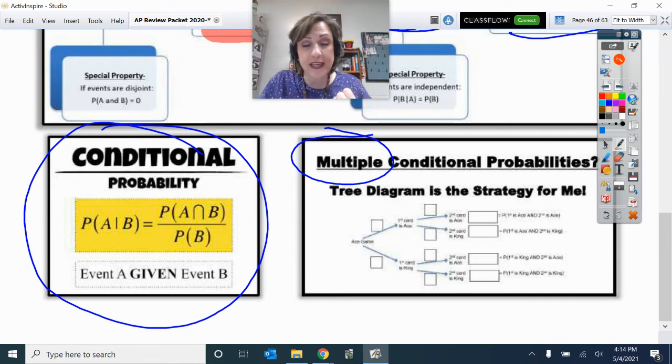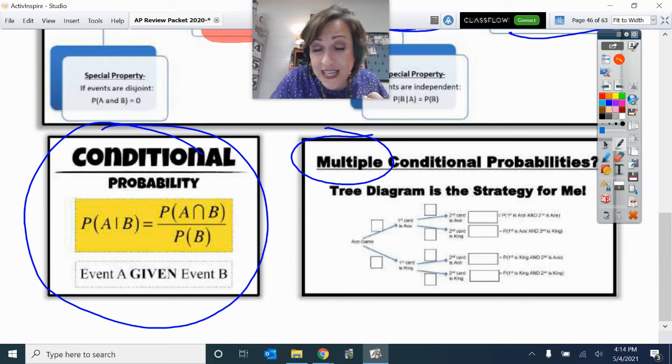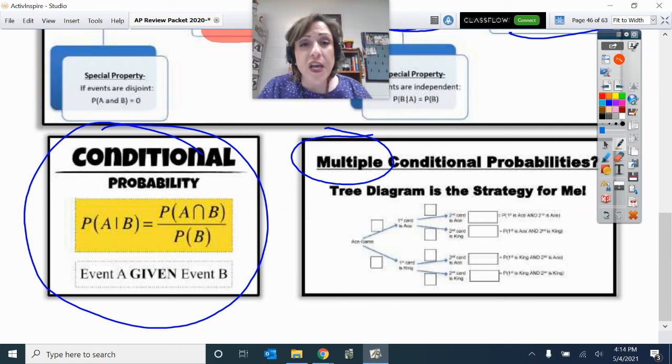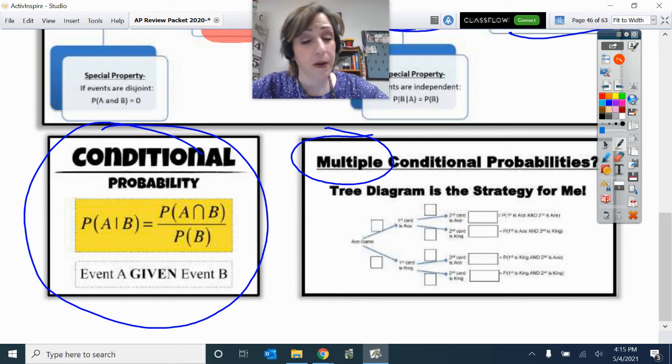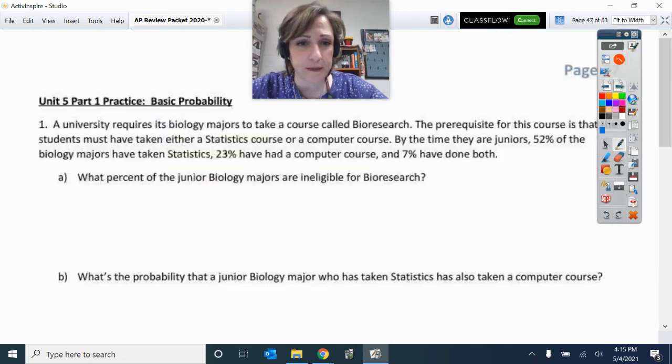So see, if this happens, then, so conditional upon this happening, then here's some probabilities. But conditional upon this other event happening, here's some probabilities. So you have multiple event probabilities conditional upon other things. Then that's when your strategy, the tree diagram is the strategy for me. Do you have multiple conditional probabilities? Then that tree diagram is the strategy for me.